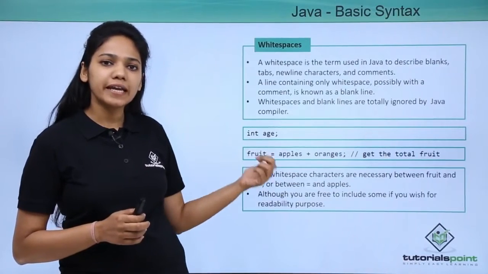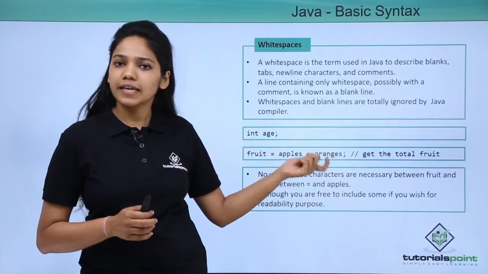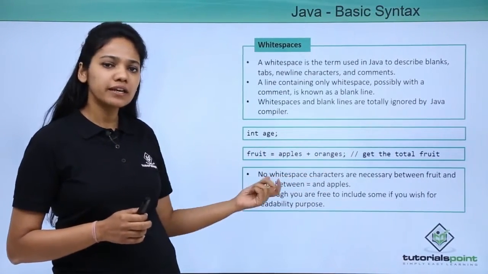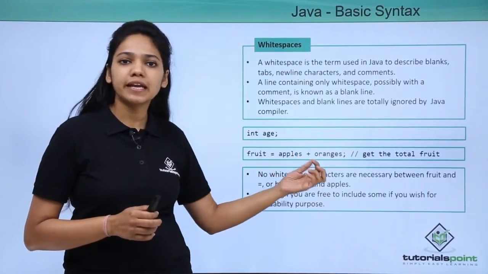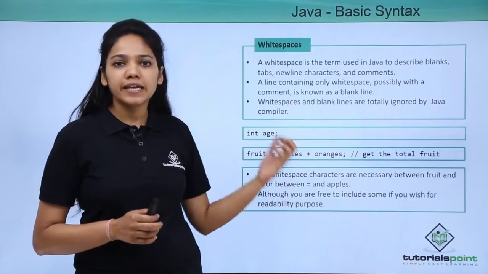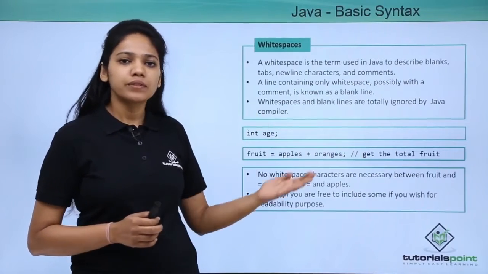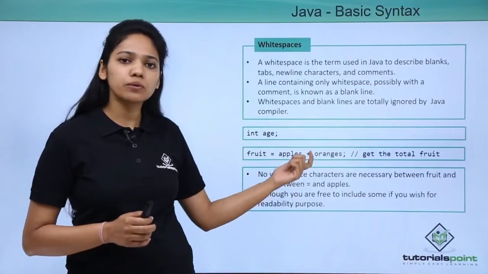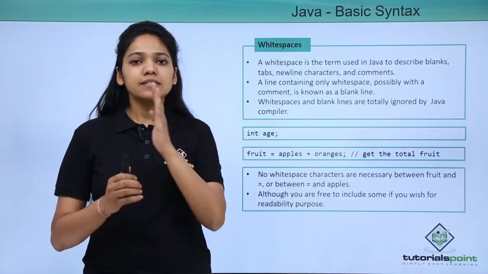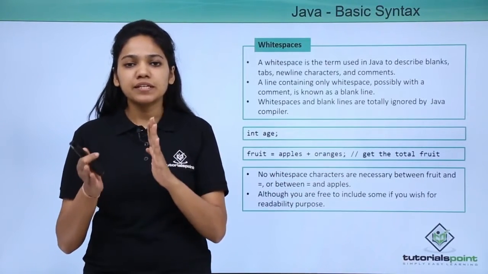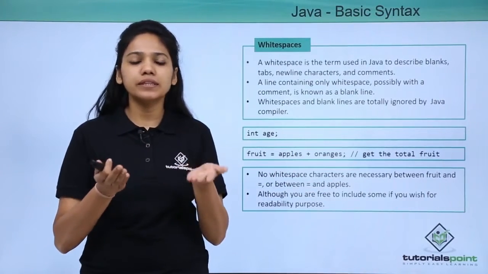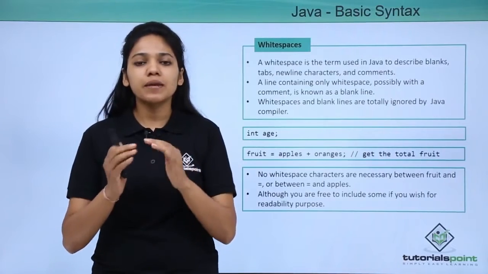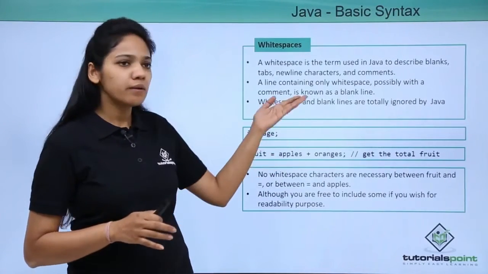Here we have given int and then age. Because age is a number type, it is stored in int. There is some space between int and age, and this space is ignored by the compiler. The next example says fruits equal to apples plus oranges. There is a plus sign, and before and after it there is a space around oranges, right? So this space is completely ignored as white space.